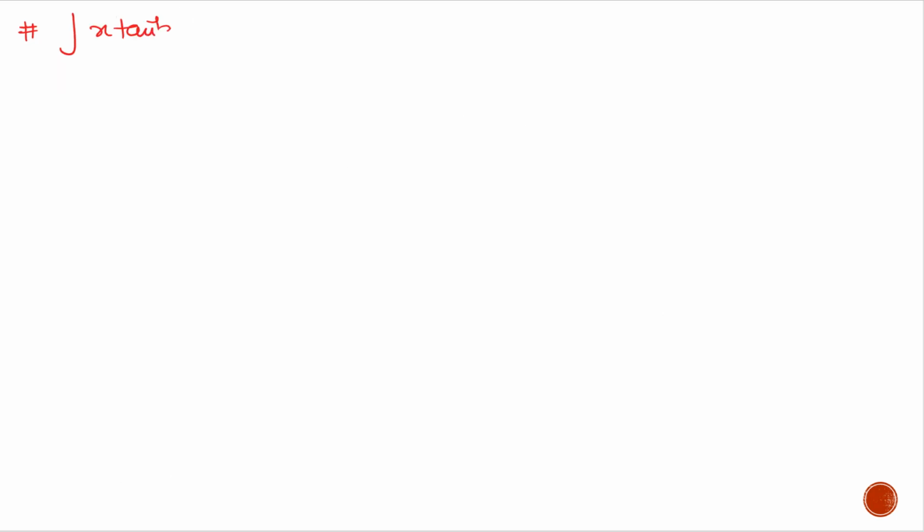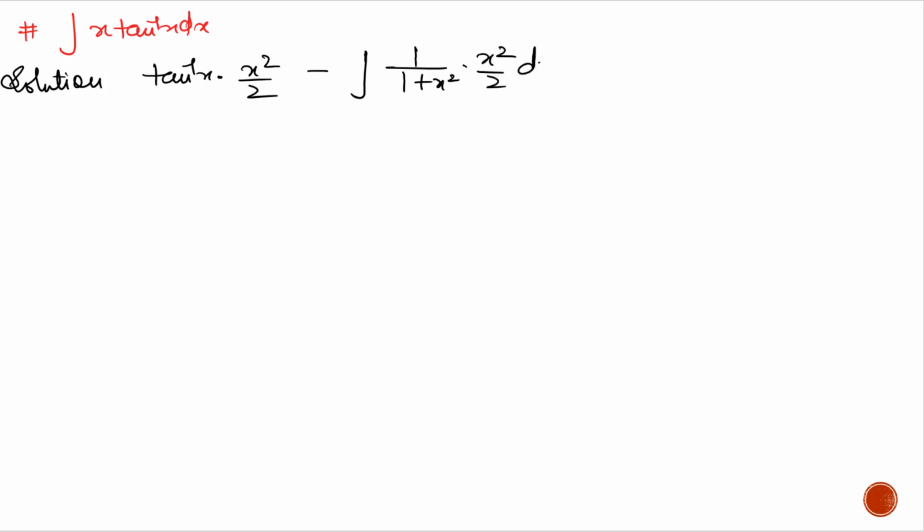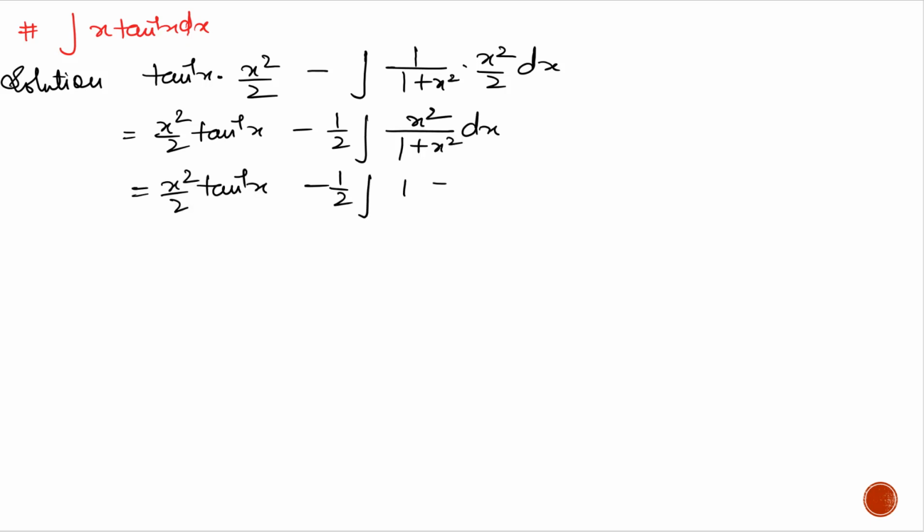Next example. Integrate x tan inverse x with respect to x. Here we'll take tan inverse x as the first function and x as the second function and solve by parts. First function as it is, integration of second is x square by 2, minus derivative of first is 1 upon 1 plus x square, and the integration of second is x square by 2. In the second part, we will take 1 by 2 common. Since the power of the numerator equals the power of the denominator, we will divide the fraction and solve. And we will get 1 minus 1 upon 1 plus x square.